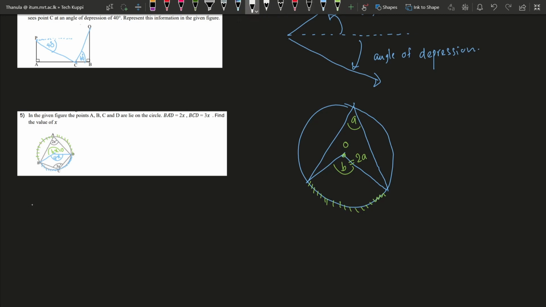Then considering the angles around O, you can simply write 6x plus 4x equals 360, right? Before that we need to clearly express the ways of getting 4x and 6x, right?